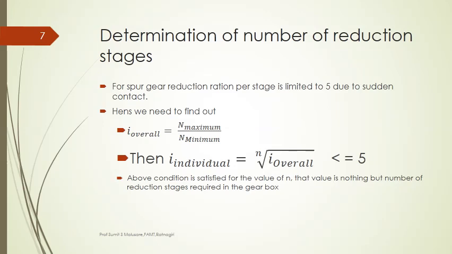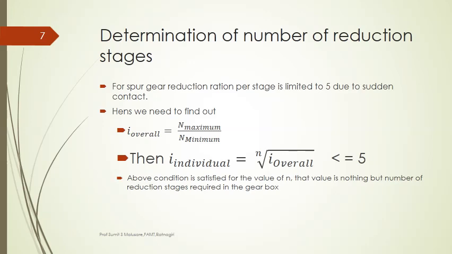Then determination of the number of reduction stages. For spur gears, the reduction per stage is limited to 5 due to the sudden impact in power transmission. Hence it will be limited to 5. So how do we find the number of reduction stages? First of all, calculate the value of I overall. I overall is equal to N maximum upon N minimum. Let the maximum or input speed be 1200 rpm and the output shaft speed required be 100 rpm. Then the overall reduction ratio is 12. It is greater than 5. Hence we have to go for multi-staging.